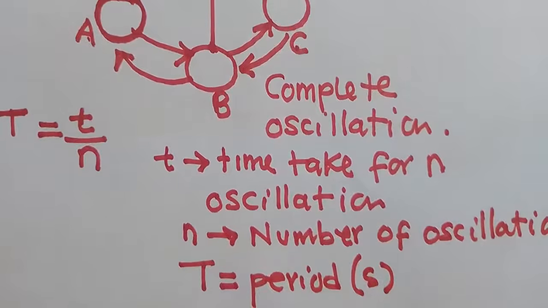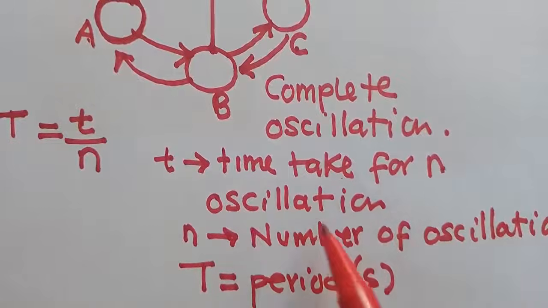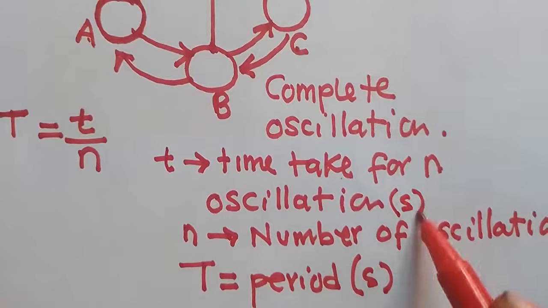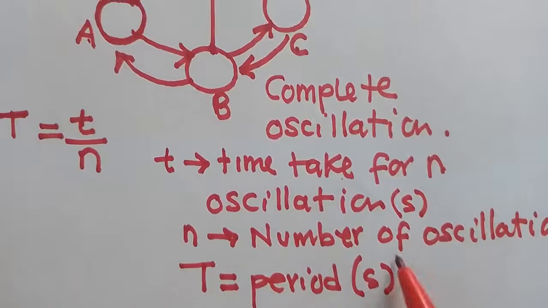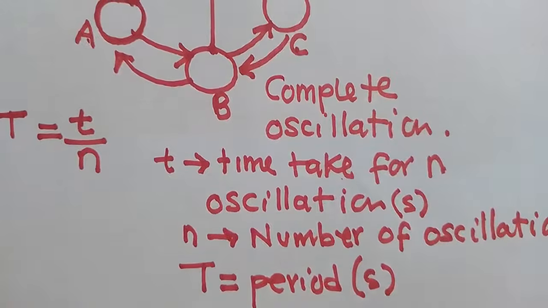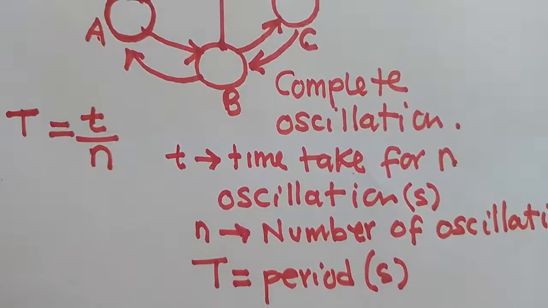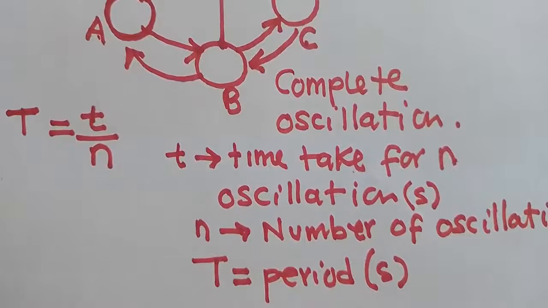Seconds. This one is in seconds. We go to small letter t, time taken for n oscillations. It is also in seconds. Then the number of oscillations, it is a number. So these are the three things that you need to know and understand on this formula.